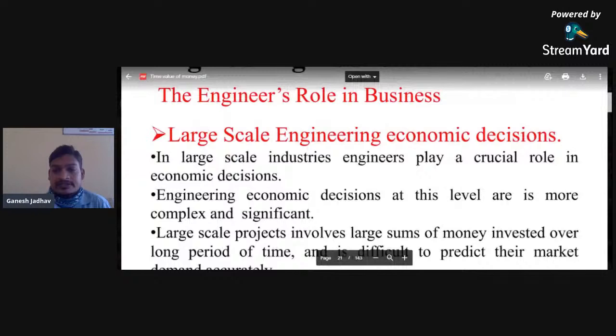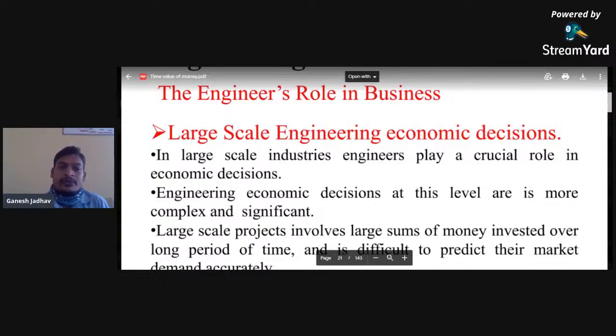Then another one is the large scale engineering economic value. Engineering can be small scale or large scale, and we can say this is immense also.